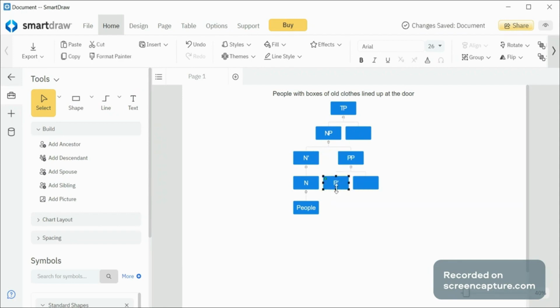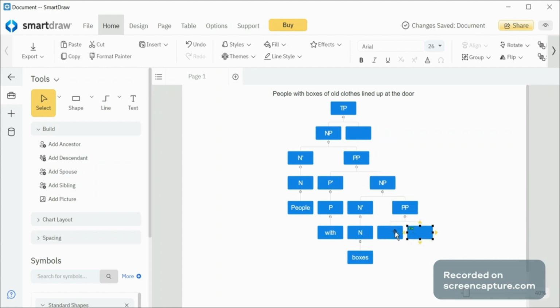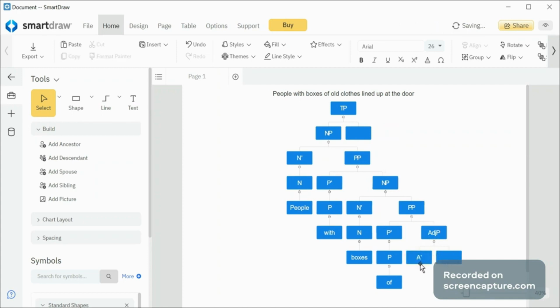The N bar divides into N, which is people. Next, the prepositional phrase splits into P bar and noun phrase. The P bar divides into P, which becomes with. The noun phrase then splits into another N bar and prepositional phrase. This prepositional phrase splits into P bar and adjective phrase. The P bar divides into P, which becomes of.